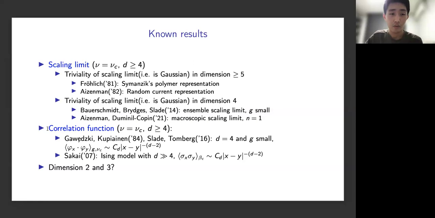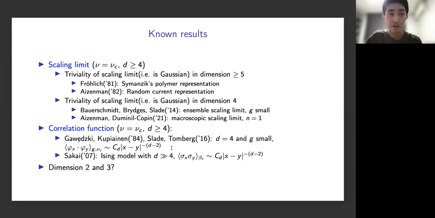The other results are about the correlation function. It was first proved by Gawędzki and Kupiainen for the case where there is only one component in the spin, and later extended to the general case by Slade and Tomberg. That's when dimension is equal to 4 and g is sufficiently small, then the correlation function decays polynomially with exponent d minus 2.